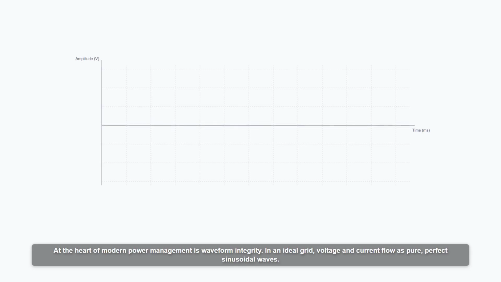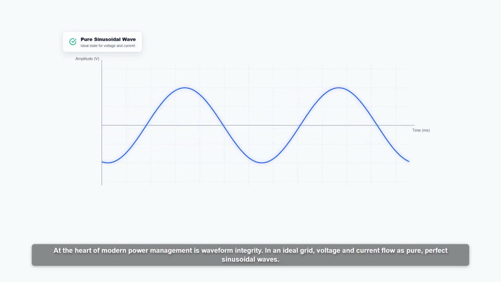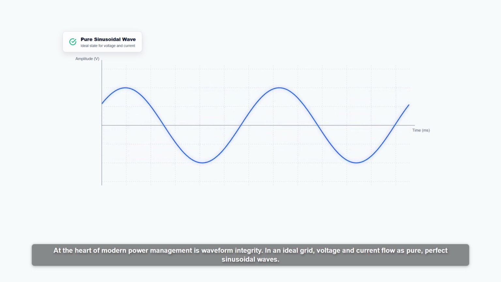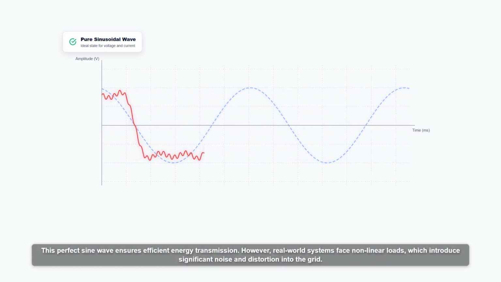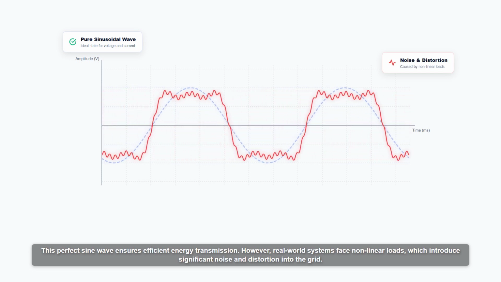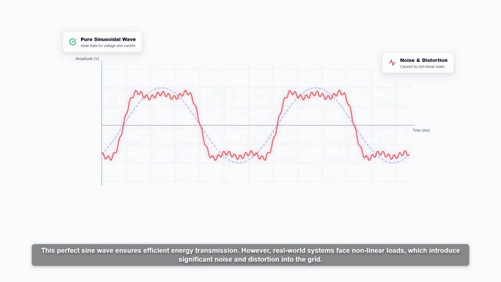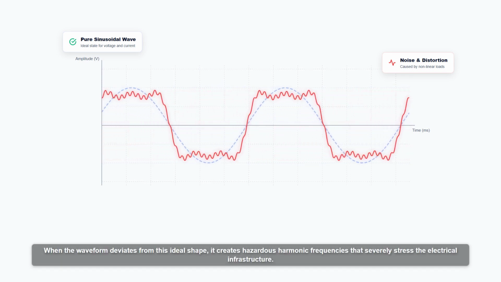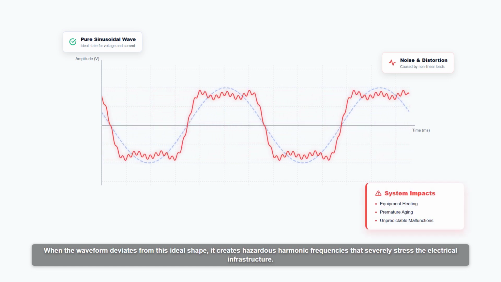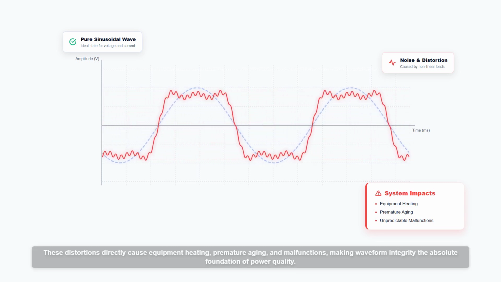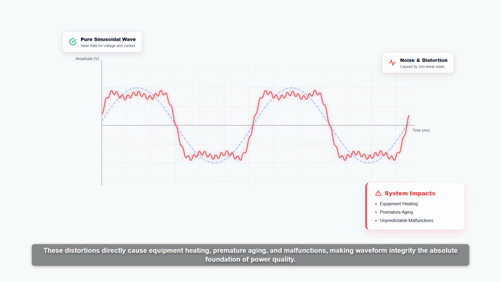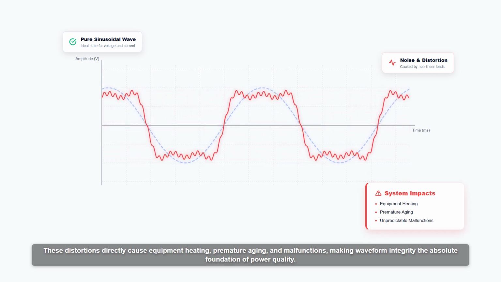At the heart of modern power management is waveform integrity. In an ideal grid, voltage and current flow as pure, perfect sinusoidal waves. This perfect sine wave ensures efficient energy transmission. However, real world systems face nonlinear loads, which introduce significant noise and distortion into the grid. When the waveform deviates from this ideal shape, it creates hazardous harmonic frequencies that severely stress the electrical infrastructure. These distortions directly cause equipment heating, premature aging, and malfunctions, making waveform integrity the absolute foundation of power quality.